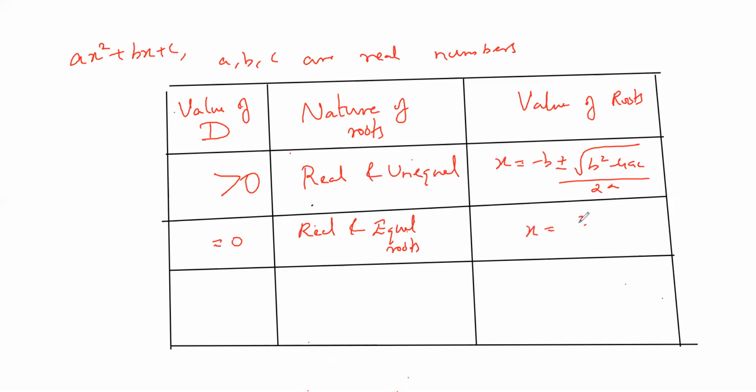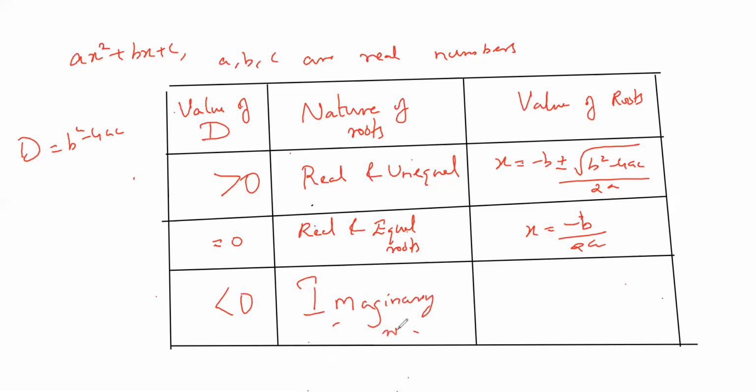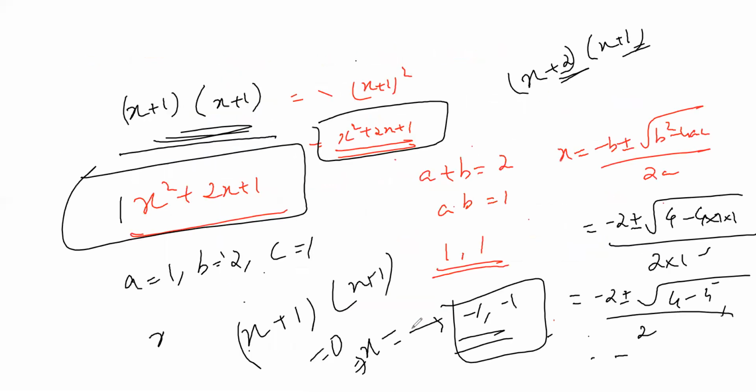So x is equal to minus b by 2a, which means b square minus 4ac is 0. D means what? b square minus 4ac. D less than 0: imaginary roots. So before copying this down, see this. Here I got only one value. 4 minus 4 was 0. What is our D value in this? D value is 0. So which means what roots? Equal roots, real and equal roots.